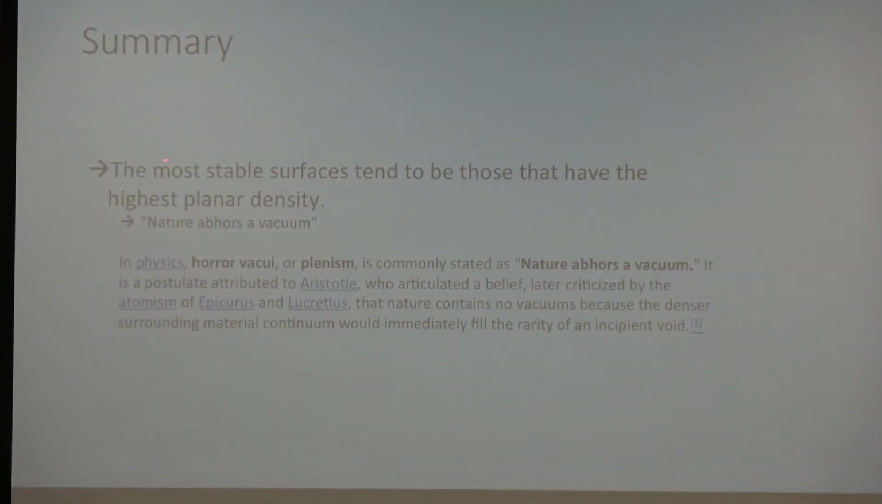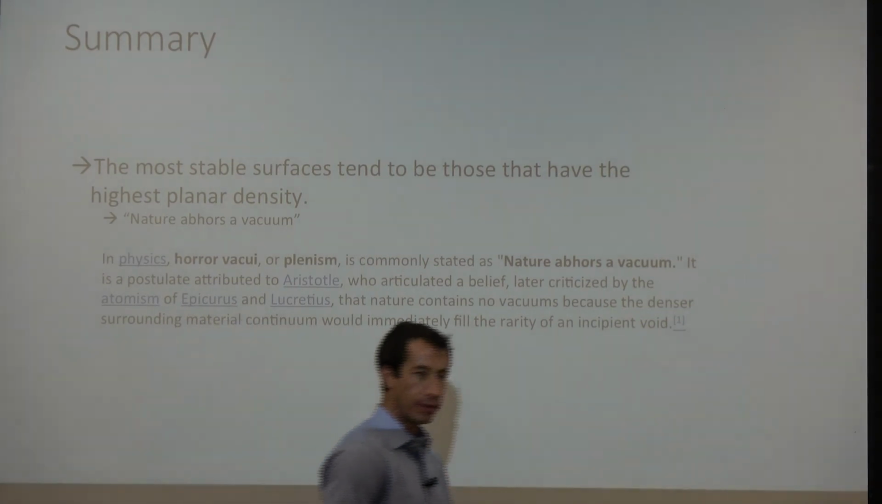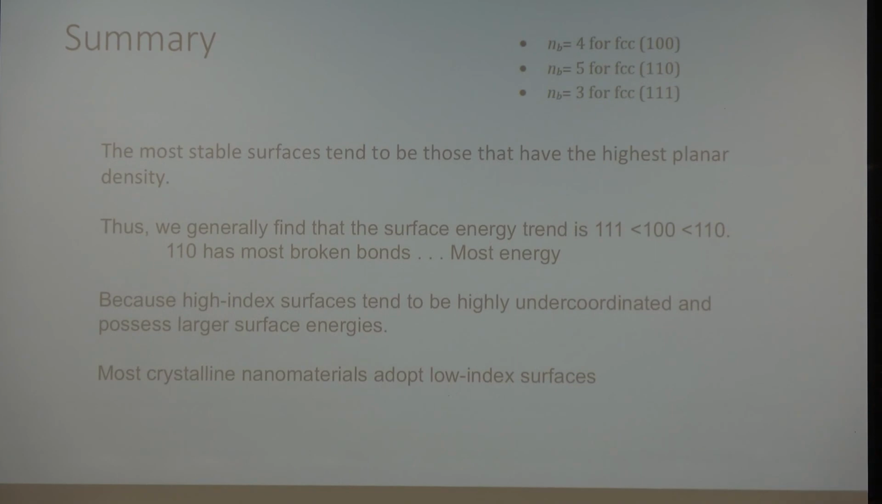The most stable surfaces tend to be those that have the highest planar density, right? That kind of makes sense. I thought that was a great quote from Andrea Taub. As this increases, you start to have more energy, right? This is just saying that nature abhors a vacuum. If you have more atoms there, it's going to be more stable. The energy trend is that 111 is less than 100, which is less than 110. 110 has the most broken bonds, it has the most energy, and therefore it is the least stable, okay?